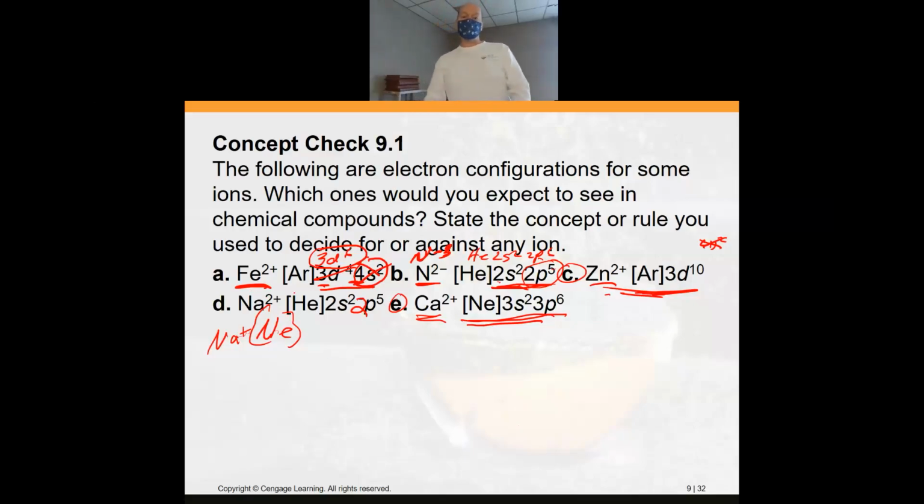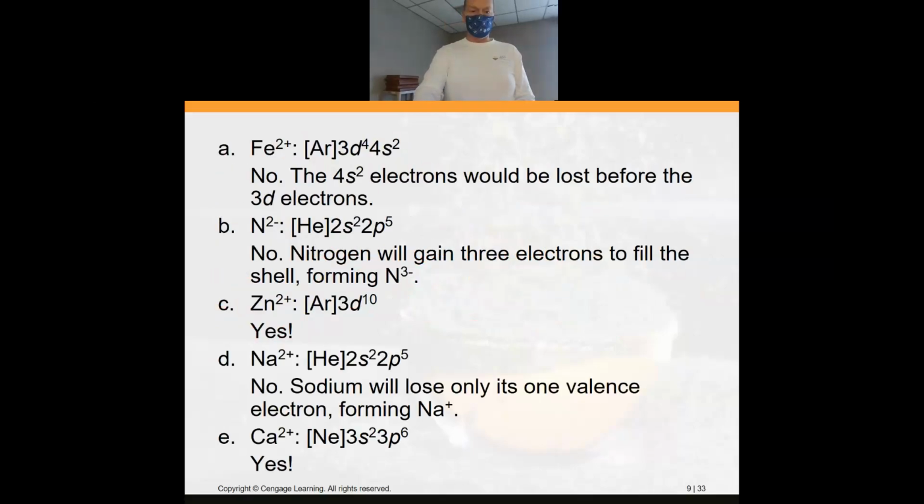Na plus 2 is unstable. N minus 2, this is extremely unstable. It's not wrong as written, but it's not stable. Fe plus 2 is stable, but it's wrong as written. That is not the correct electron configuration for Fe plus 2. Again, that would be stable if they took the electrons out of the correct subshell. Nitrogen wants to be minus 3, not minus 2.